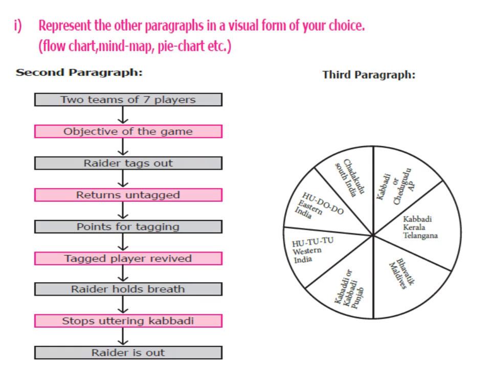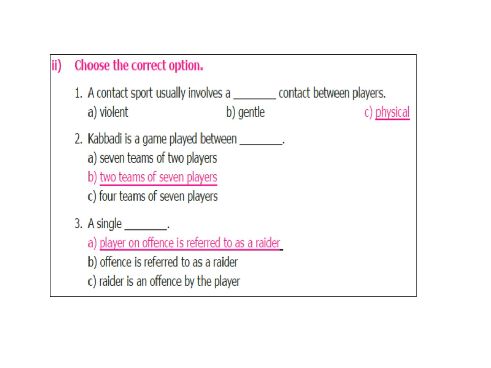Chadugudu in South India, Kabaddi or Chedugudu in Andhra Pradesh, Kabaddi in Kerala and Telangana, Bavatik in Maldives, Kabaddi in Punjab, Hututu in Western India, Hudodo in Eastern India. Now we are going to see the answer for this flowchart and pie chart.